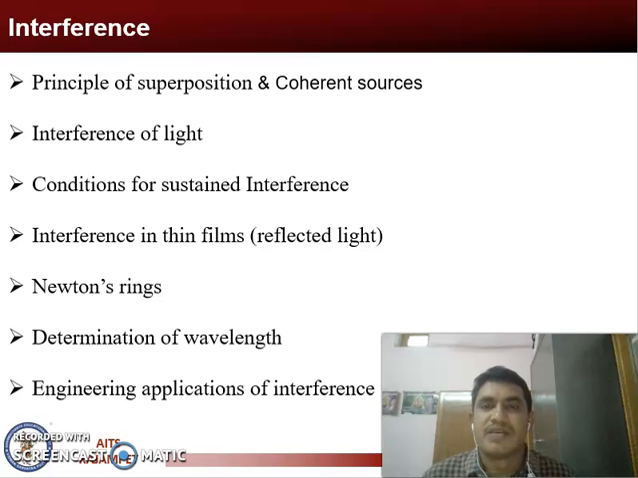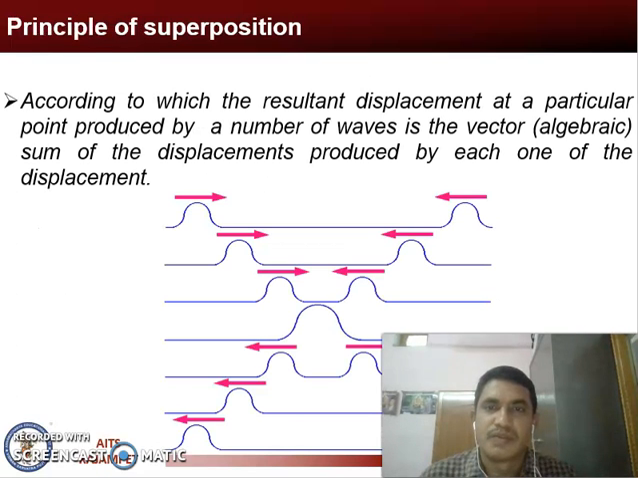Coming to interference, we have the following topics related to interference. First one is the principle of superposition and coherent waves, interference of light, conditions for sustained interference, interference in thin films due to reflected light, Newton's rings, determination of wavelength by using the Newton's rings method, and engineering applications of interference.